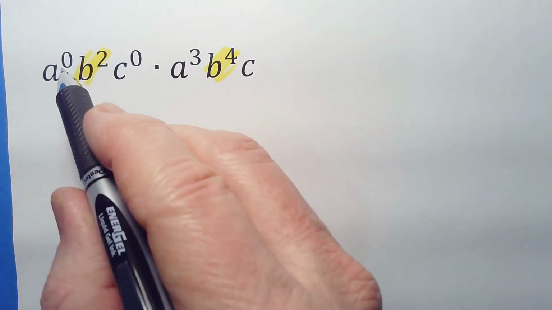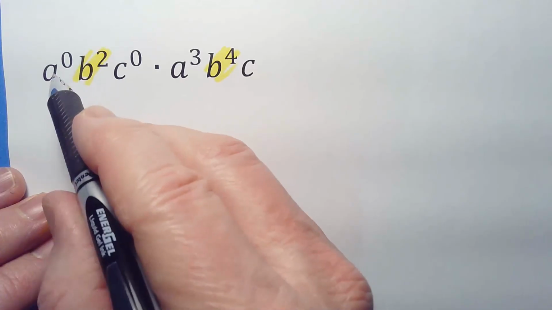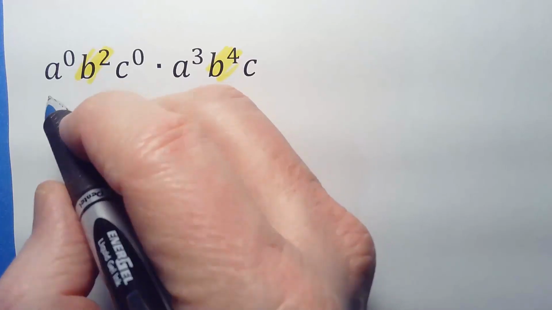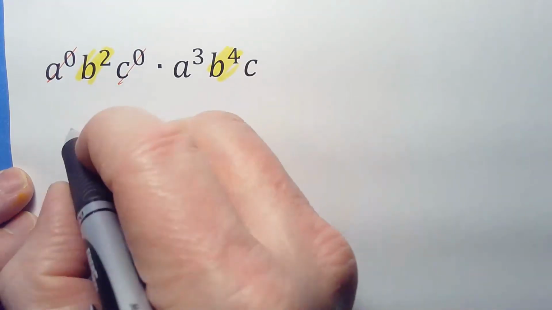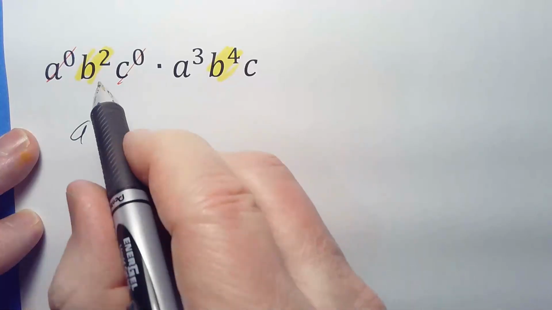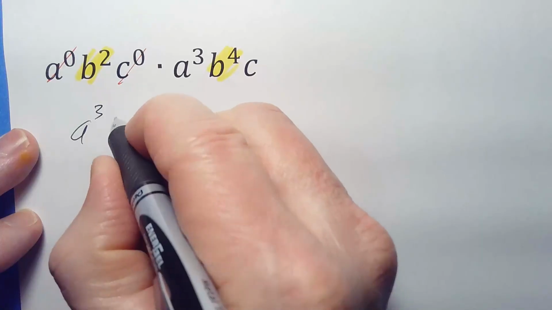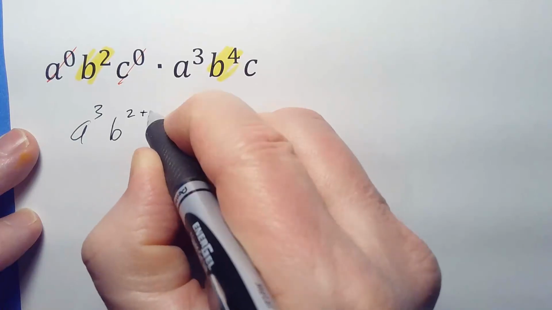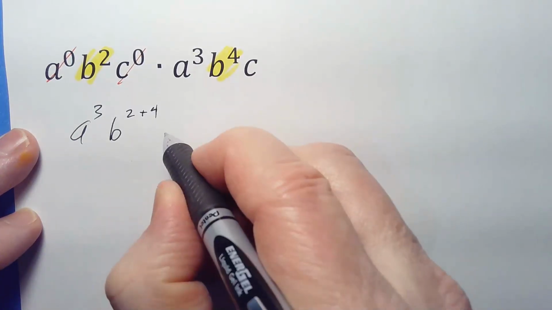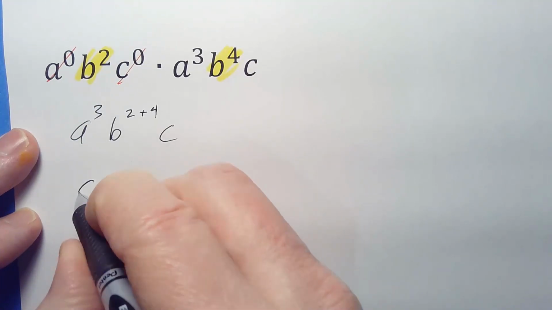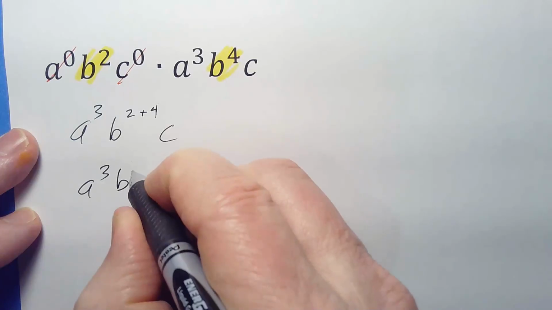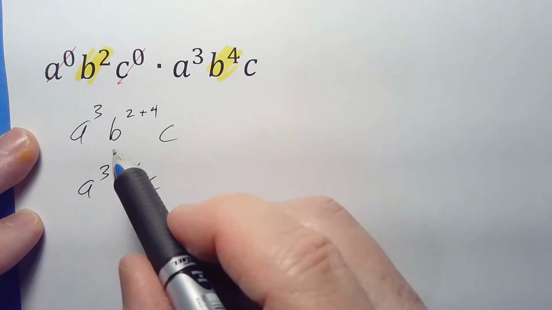Now, you know what? I'm just going to use that shortcut before. Look, a to the 0, that's just like the number 1. So I'm not even going to bother with that. And look, c to the 0, that's just like the number 1, isn't it? Right? So really, when I think about the a's, all I've got here is a cubed. Now b's, yeah, I'm going to have to combine those, right? Here's b to the 2 plus 4. And then finally, again, the c, this is just like a 1 again. And we have a c. Well, again, I've got a cubed, b to the 6th, and c.